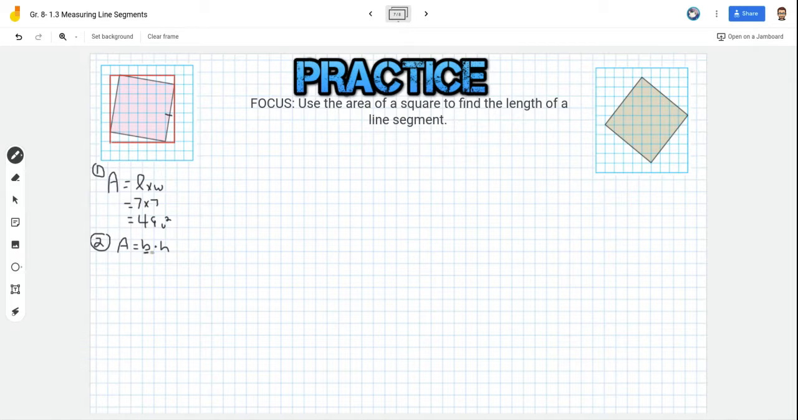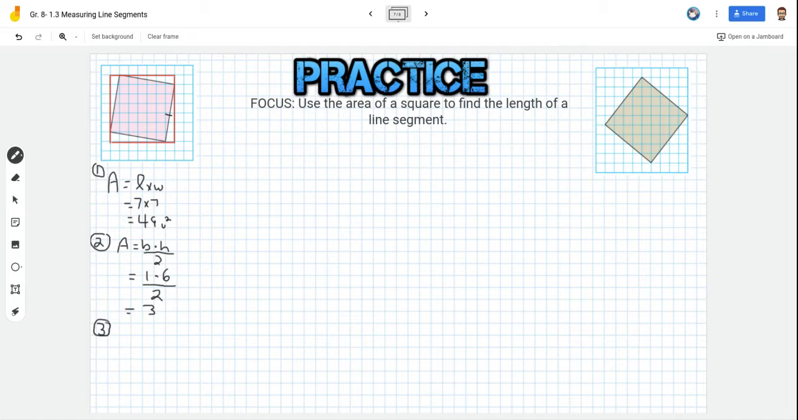Area equals base times height divided by 2. In this case, my base is 1, and my height is 1, 2, 3, 4, 5, 6. I'm going to divide that by 2. 1 multiplied by 6 is 6, divided by 2 is 3. Now this is, of course, the critical step that a lot of students tend to miss.